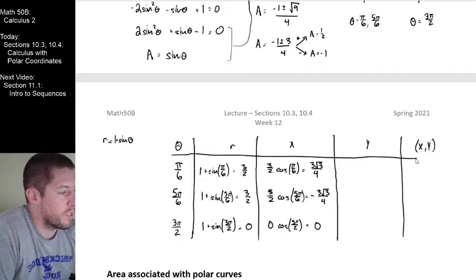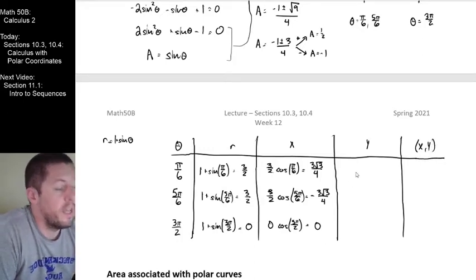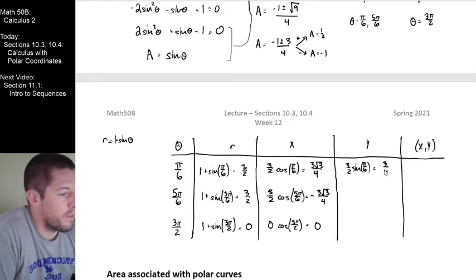And then once we're done, we'll just state our answers as xy pairs, grouping it all together a little bit more cleanly. So let's do the y's even faster right here. This should be r sine theta for all of them. So 3/2 sine of pi sixths. Sine of pi 6 is a half, so I'm going to get 3/4.